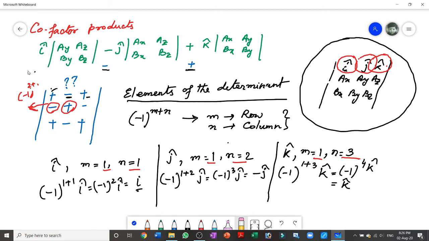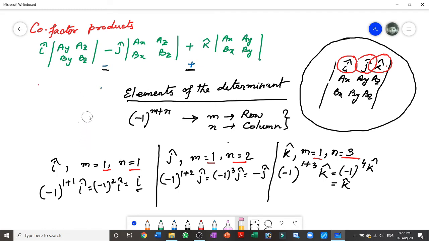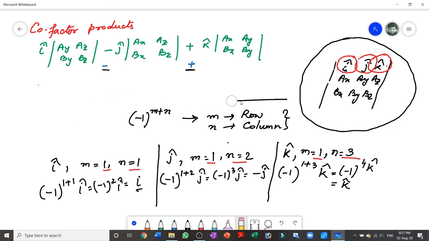Now we are discussing the product. We will see how to find the product, what is the formula to find the product of the cofactor, how to write it.